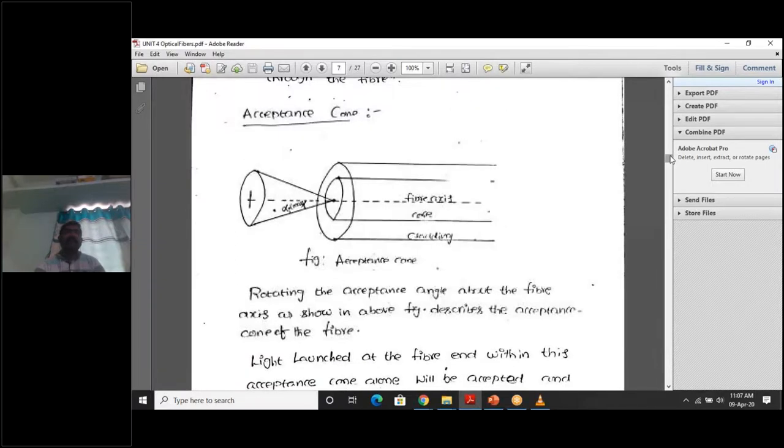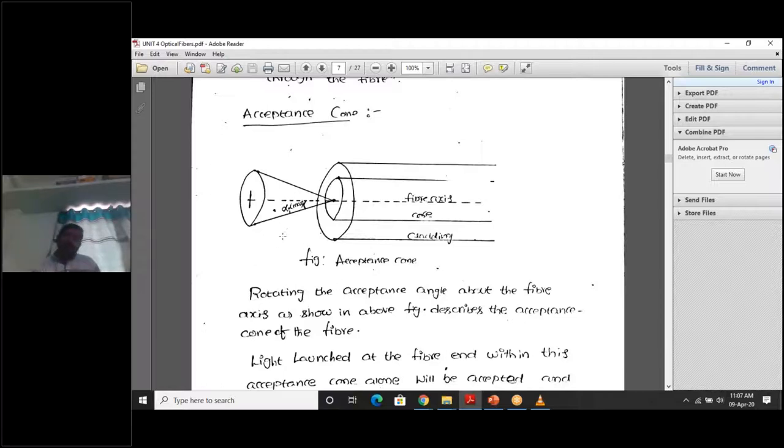Next, acceptance cone. What is the acceptance cone? What is this line? Acceptance angle. This is alpha I max, the acceptance angle. If you rotate this acceptance angle about this axis, you are going to get a cone. This cone is called the acceptance cone. What is the significance of this acceptance cone? All the light rays launched within this acceptance cone can propagate from one end to the other end of the optical fiber by total internal reflection. This is the significance of the acceptance cone.